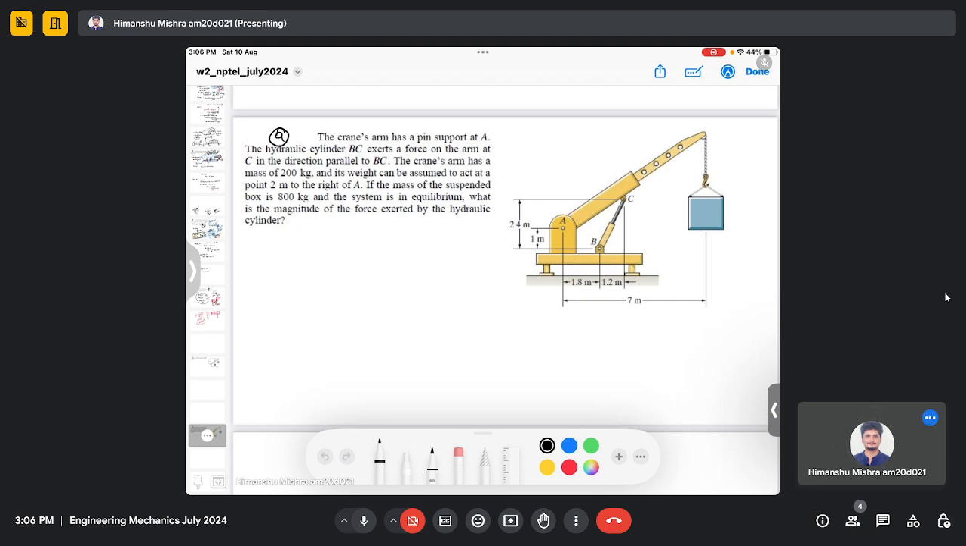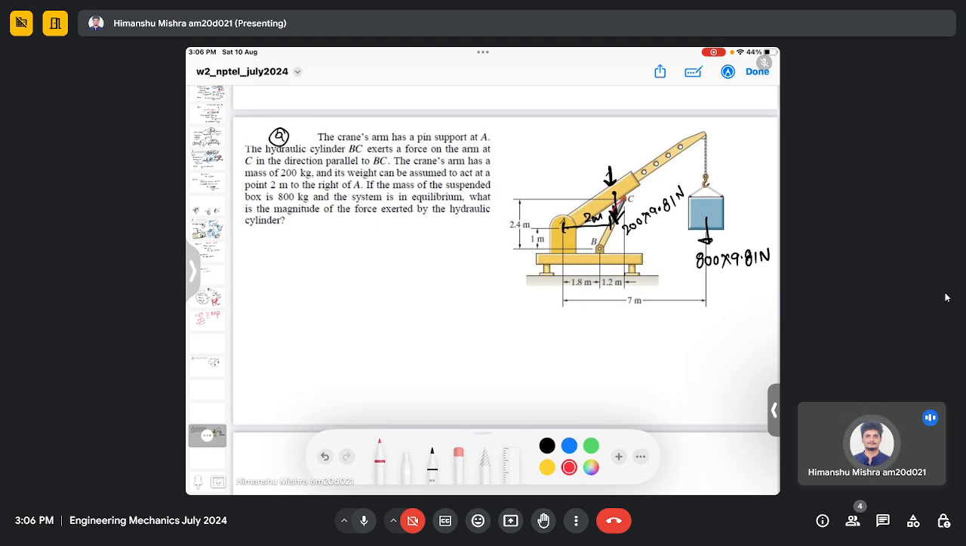So somewhere here its weight is acting, or I should draw here, which is 200 multiplied by 9.81 Newton. Okay, and it's 2 meters, sorry, 2 meters from point A here. If the mass of the suspended box is 800 kilogram, then the weight of this box is 800 multiplied by 9.81 Newton. And the system is in equilibrium. What is the magnitude of the force exerted by the hydraulic cylinder?